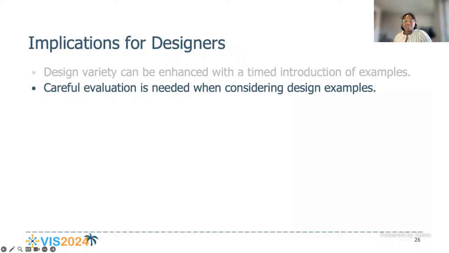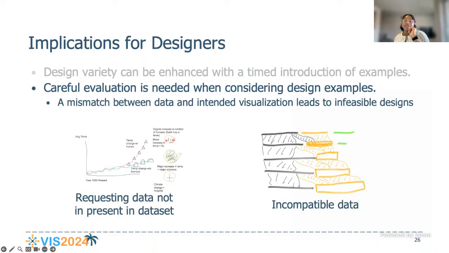Secondly, designers need to evaluate the interaction between data compatibility, visualization components, and design complexity before using examples. So in our study, we implemented participants' selected sketches. Out of the 64 designs that were selected, 7 of them were infeasible, primarily due to mismatches between the intended visualization form and the data that they were working on.